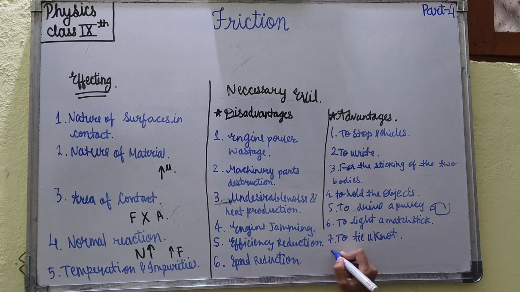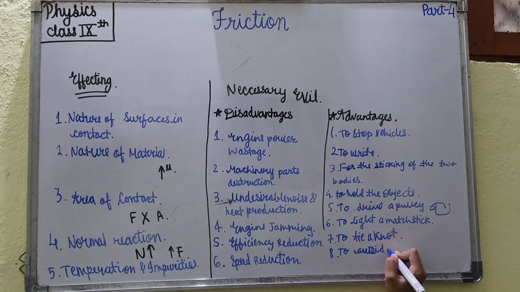To avoid slipping. Sand is sprayed on wet ground to increase friction and to avoid slipping. Motion of vehicles, fixing of nails, bottles, etc. There are many more examples of advantages of friction.